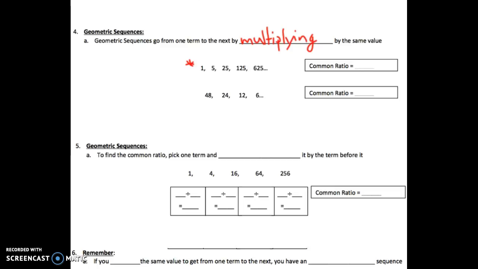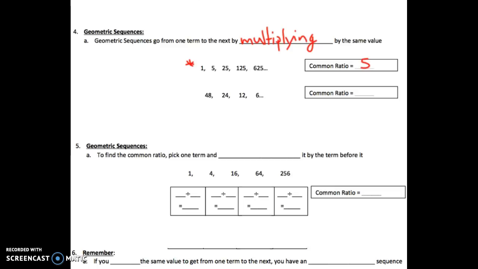What number do you multiply to 1 to get 5? That's the question I would ask myself if I was trying to figure this out. What number do you multiply to 5 to get 25? In this case, it jumps out pretty quick that it is indeed 5.